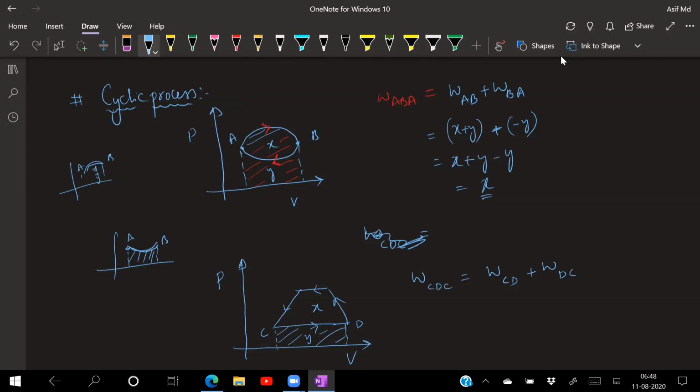So C is positive and D is negative now? Yes, sir. Okay, C to D we will get Y, sir. Very good. Then from D to C we will get minus X. Sorry, we will get X minus Y, no, sir. Yes, X minus Y.